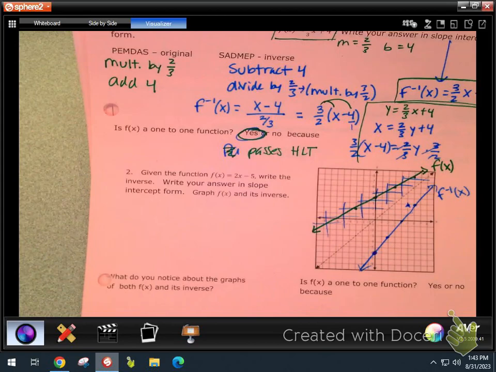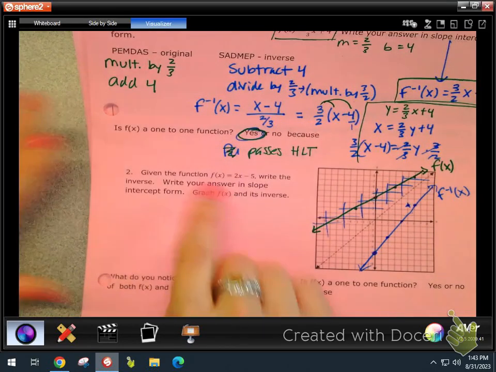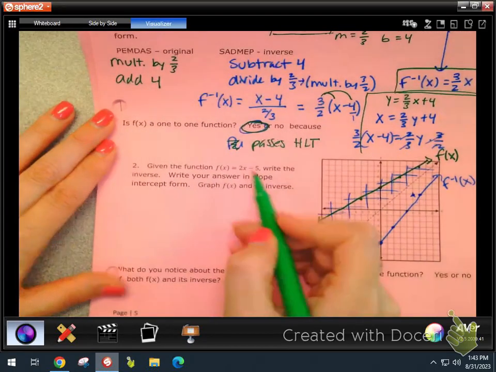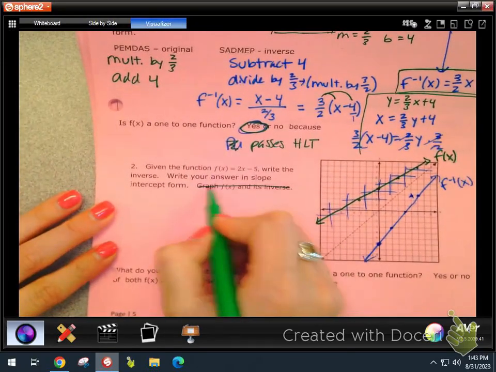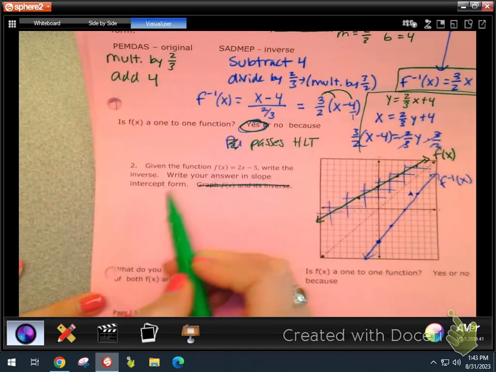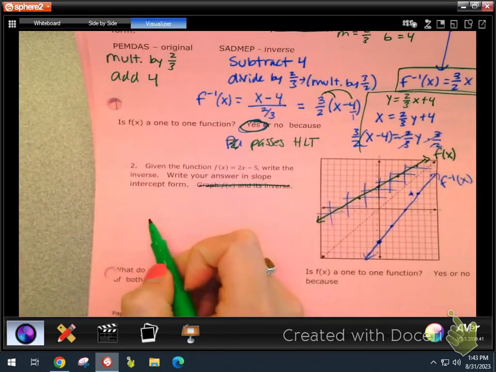Okay? All right, let's try another one, just finding the linear inverse. f of x equals 2x minus 5. Write the inverse. Again, we're not going to graph because we already used our graph space because I am silly. And write your answer in slope-intercept form.